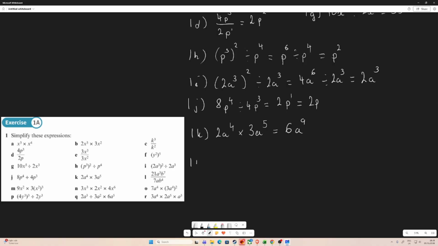1l. Let's write it out first. So that's 21a cubed b to the 7 divided by 7a b to the 4. Well, 21 divided by 7 is 3. A cubed divided by a is just a squared, and b to the 7 divided by b to the power of 4 is b to the power of 3.